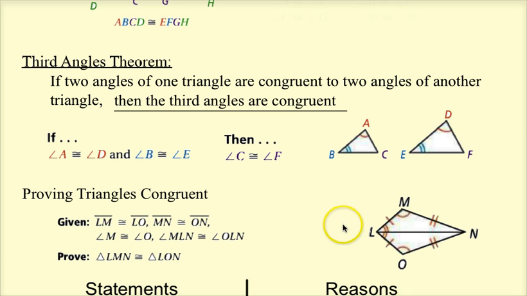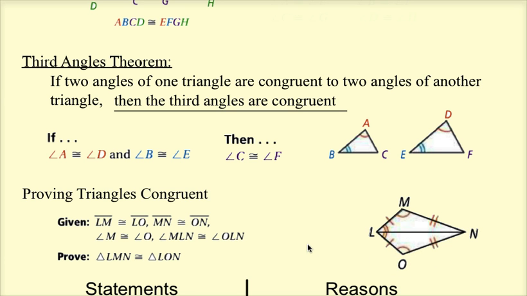Angle M is congruent to angle O. So I use this little arc mark, one of them. And angle MLN is congruent to OLN. So right here, these two angles are congruent, and I use the two little arc marks. And I want to prove that triangle LMN is congruent to triangle LON on the bottom.